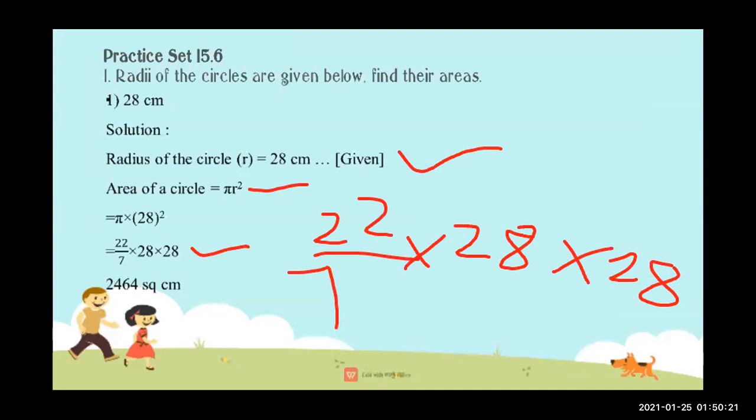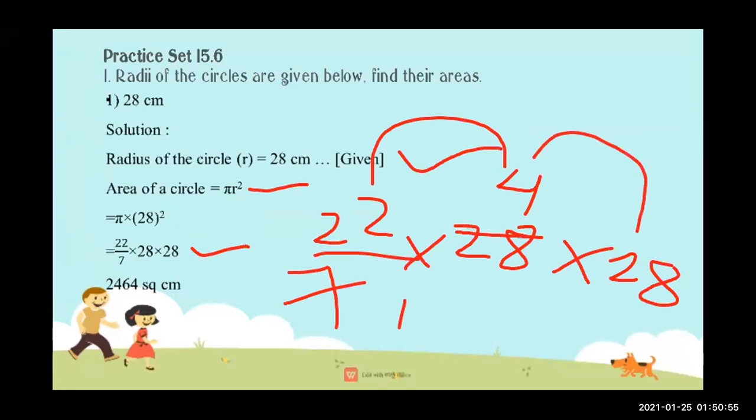See, 7 and 28 are in the table of 7. 7 ones are 7, 7 twos are 14, 7 threes are 21, 7 fours are 28. So 7 fours are 28. Now if we multiply 22 by 4, what are we going to get? What will be the answer when we multiply 22 by 4? Very good, Shivam. That is 88. Now, as we got 88 by multiplying 22 by 4, that number should be multiplied by 28. What is the answer when we multiply 28 by 88?